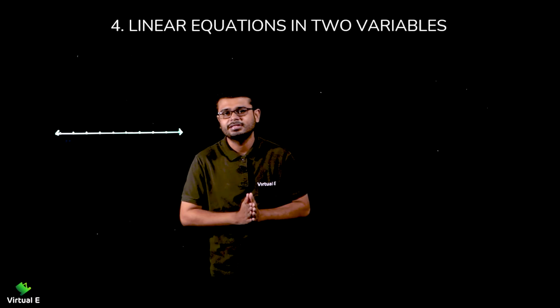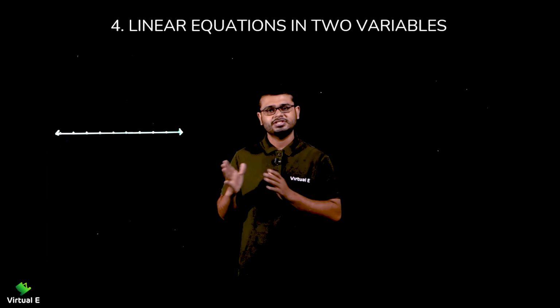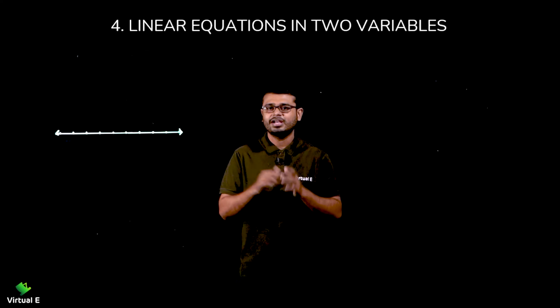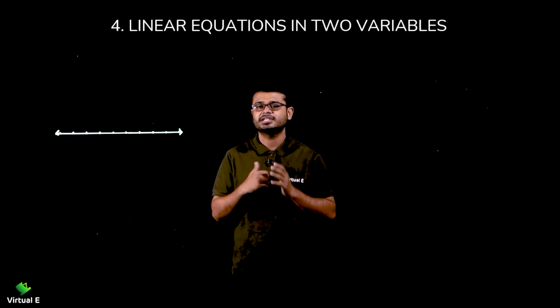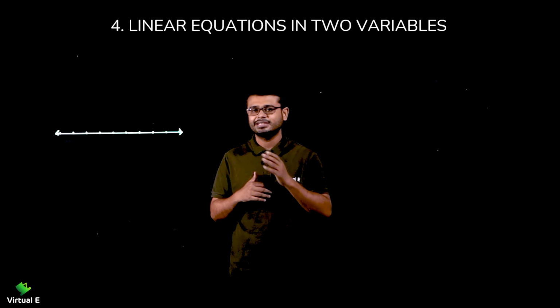Let's start a new chapter, which is chapter number 4, linear equation in two variables. This is a very important chapter and it is related to the previous chapter as well at some point. We are going to draw the graph as well in this chapter. But before we move on to the graph, let's understand the basic idea behind this chapter.